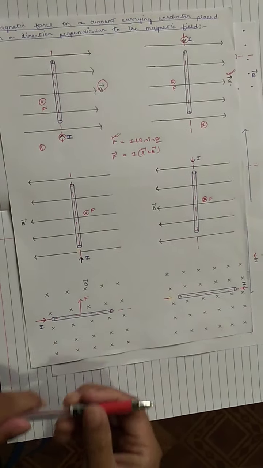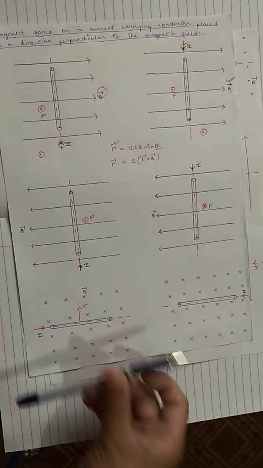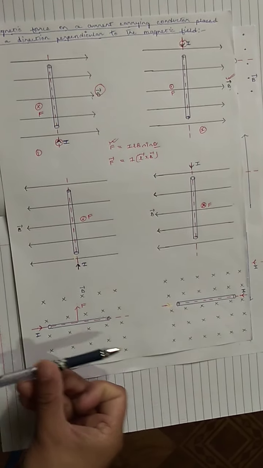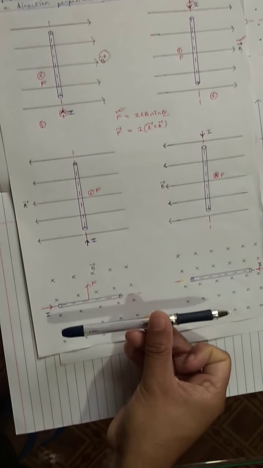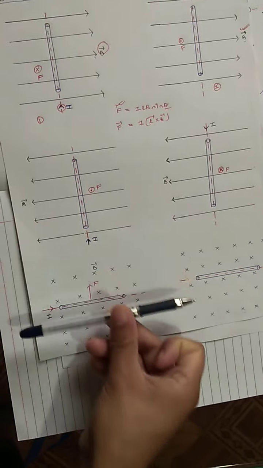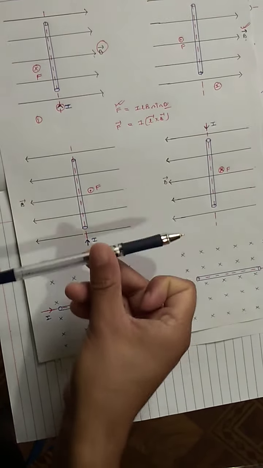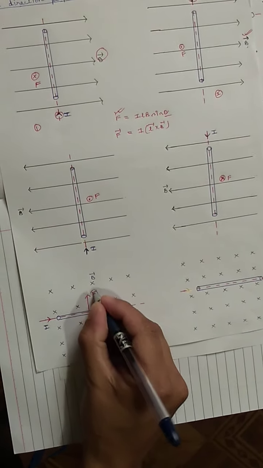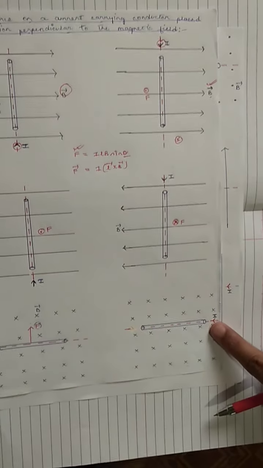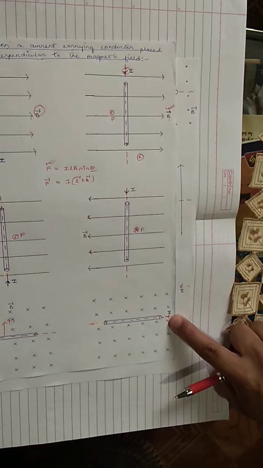So if this is your wire, and the current is moving in this direction and the magnetic field is from upwards to downwards, then this wire will move in this direction given by this vector.